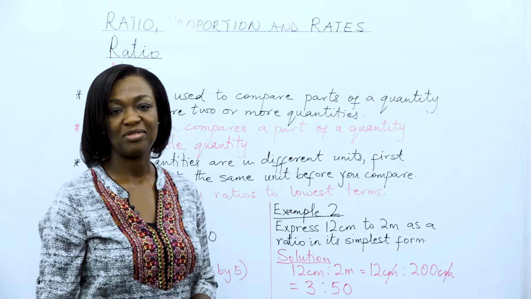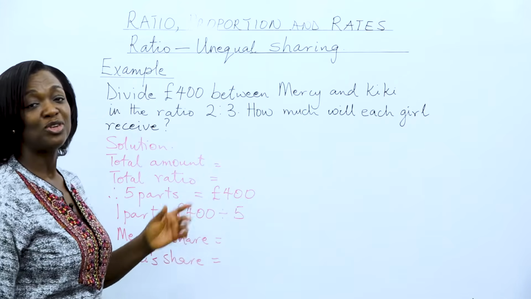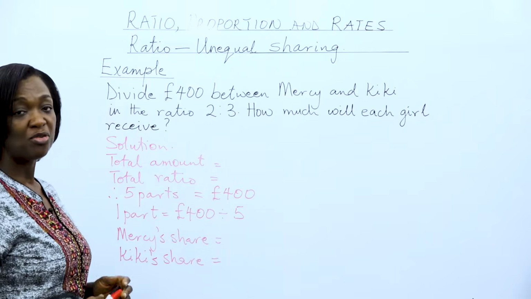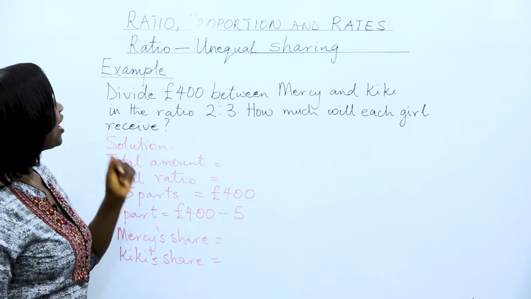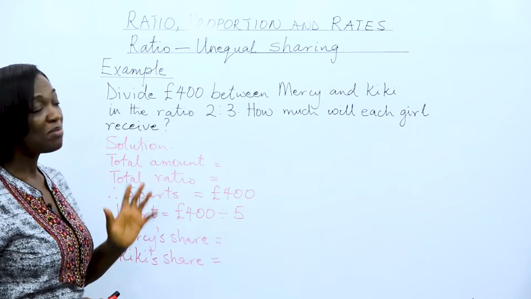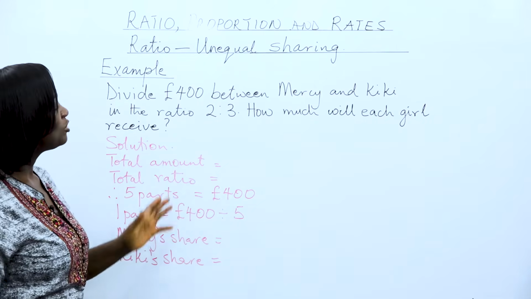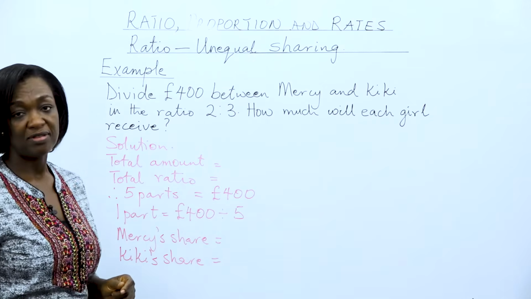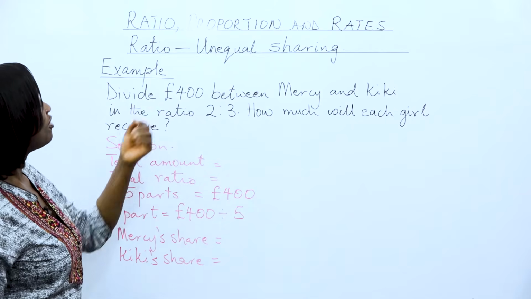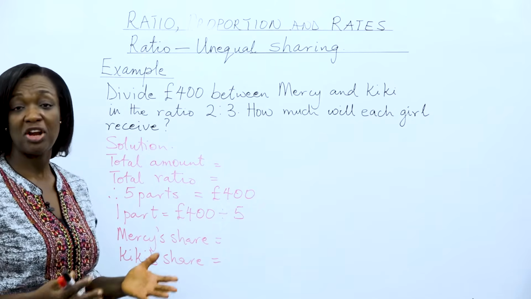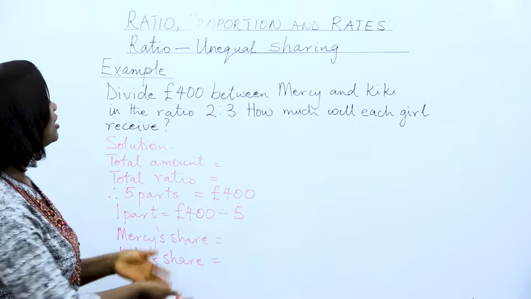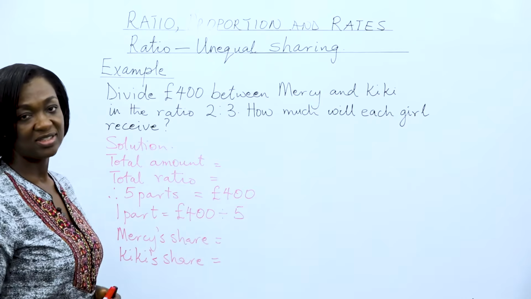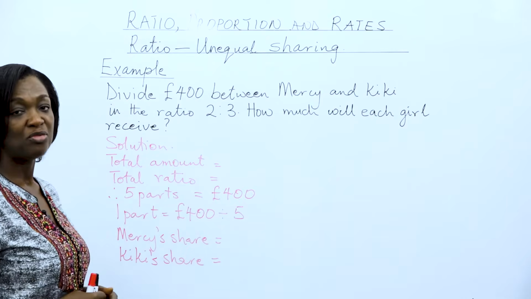Let's look at another example. In this example, we want to look at ratio on equal sharing. How do you share in a given ratio? Example, divide 400 pounds between Messi and Kiki in the ratio 2 to 3. How much will each girl receive? So we're sharing 400 pounds, but we're not sharing it equally. We're giving Messi 2 parts and Kiki 3 parts. How much will each of them receive?